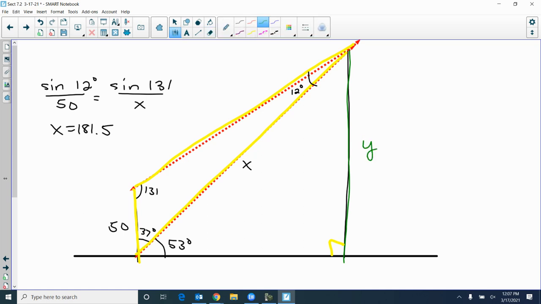And now from there, sine of 53 equals y over x, which is 181.5. And then that better be 145. And I think it's 144.9. Several people rounded that. It's at nearest foot, so 145. So that's how you do 86. So you're going to have to find that length and then figure out the second piece.